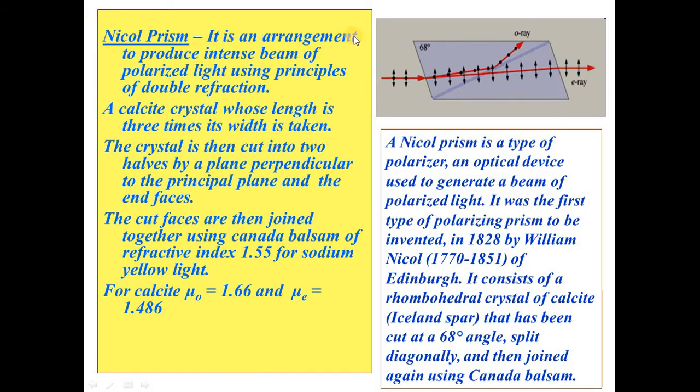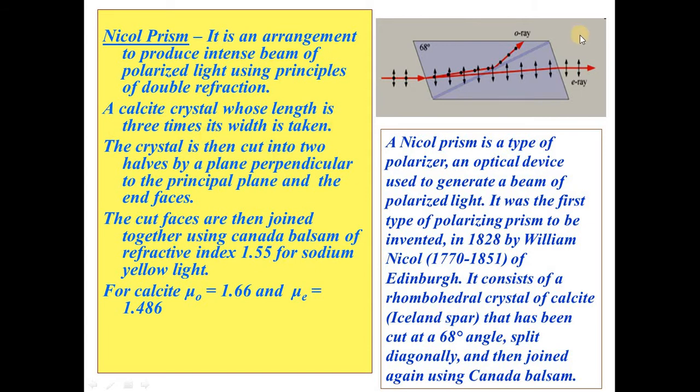The Nicol prism is an arrangement to produce an intense beam of polarized light using the principle of double refraction. It uses the same principle of double refraction, but it produces an intense beam of plane polarized light. Again, in this Nicol prism also, a calcite crystal is taken. To obtain a Nicol prism, we take a calcite crystal whose length is 3 times its width. It has a bigger length.